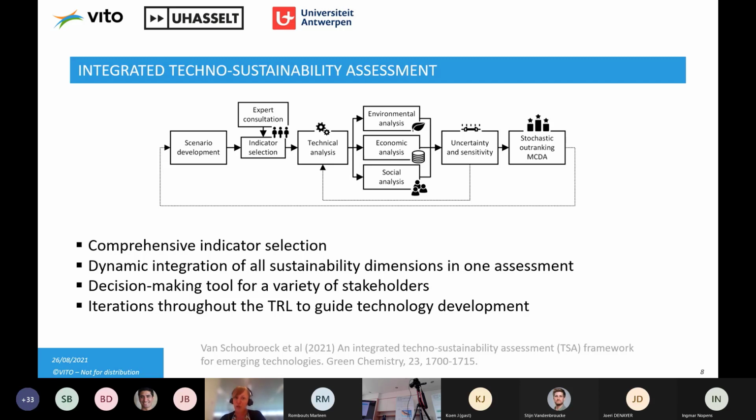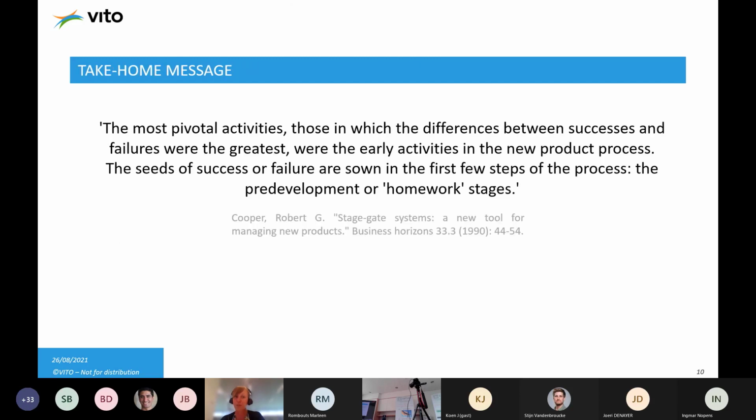I don't have time to go into the details here, but there is a nice publication which you can have a look at for sure. And if there are questions about that, just contact us. We're always available for that.